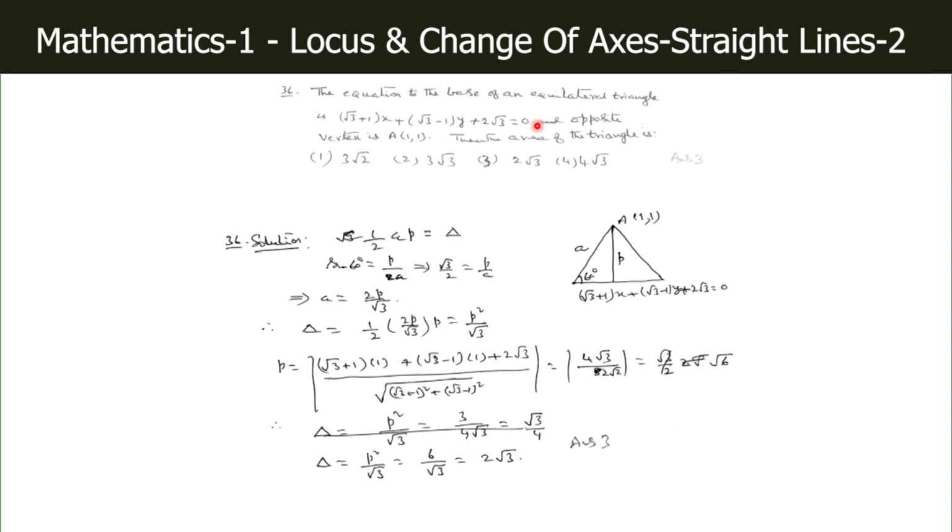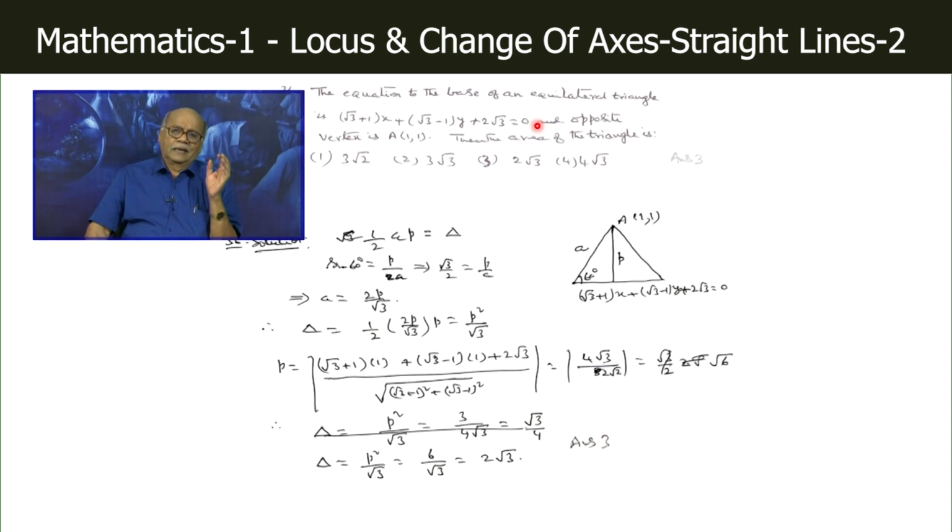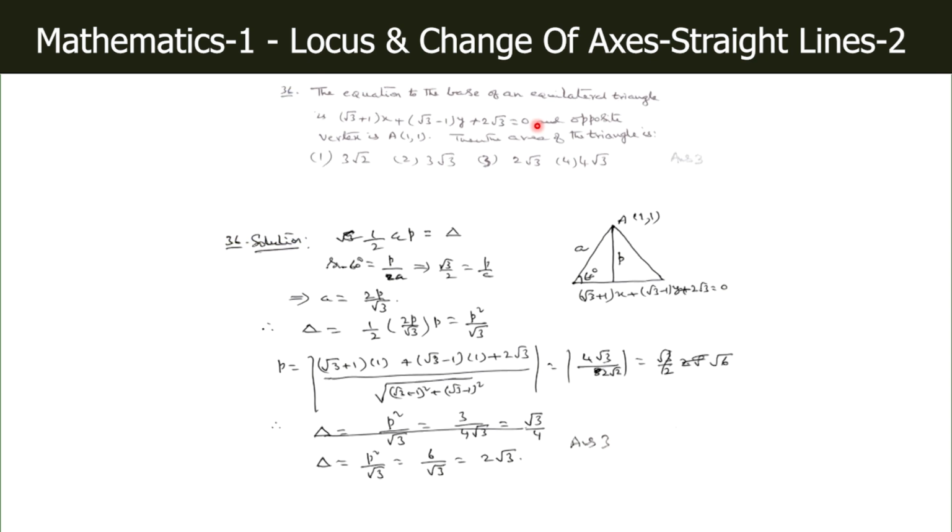So please remember, you can derive it very easily. The area of an equilateral triangle in terms of the altitude, not in terms of the side. In terms of the side, we know it is root 3 by 4 a square, that is always. But in terms of the altitude, a is equal to 2p by root 3. So in place of a, if you substitute 2p by root 3, then you will get the area in terms of the length of the altitude. Right. Next problem.